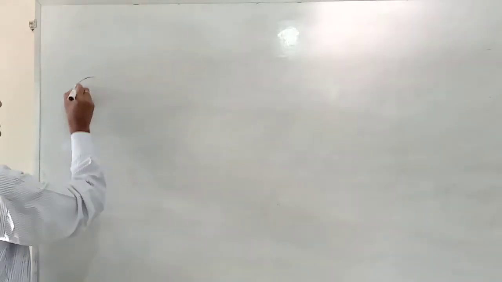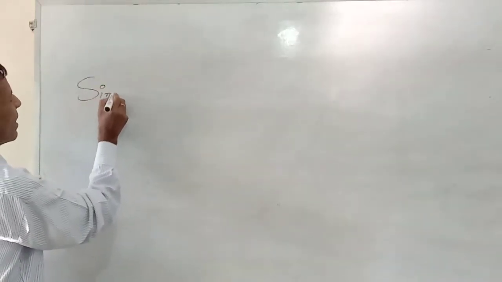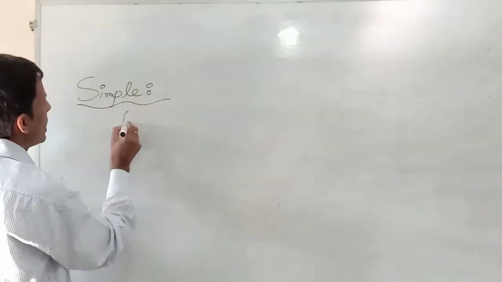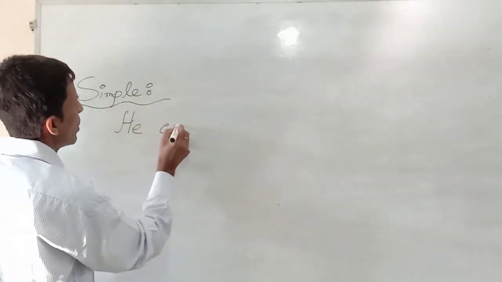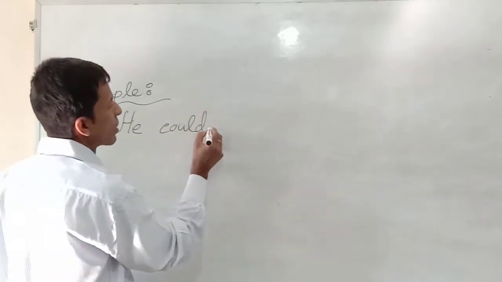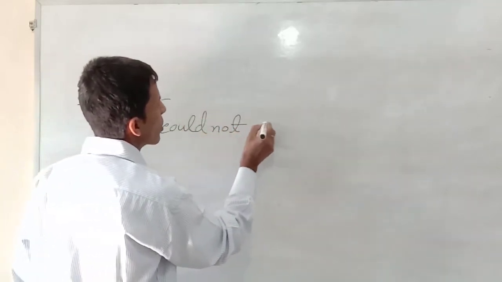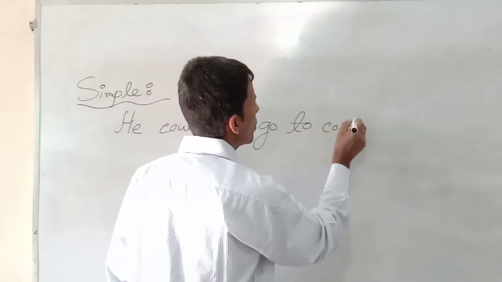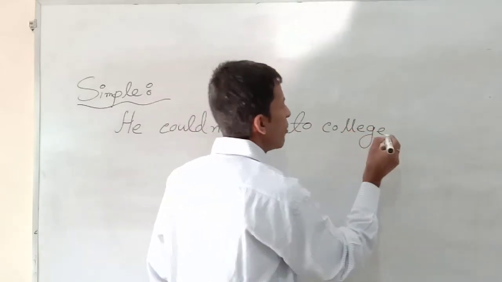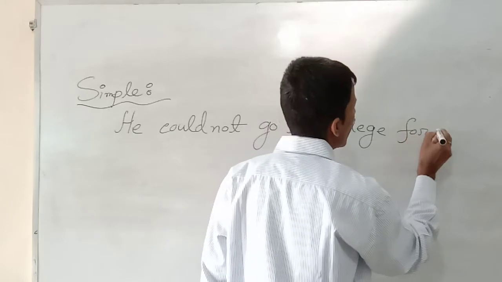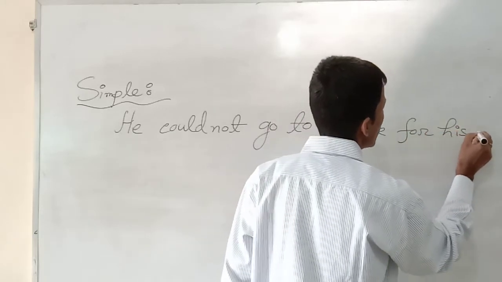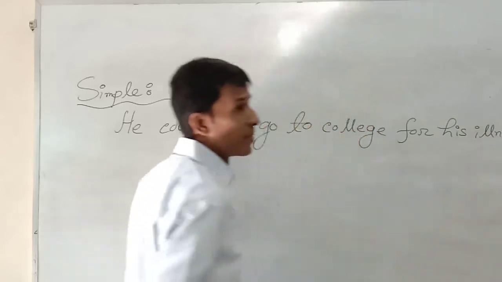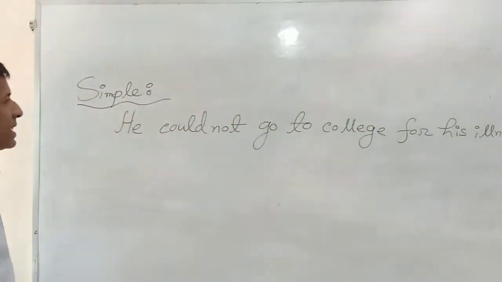The simple sentence can be written in this way. He could not go to college for his illness. This is the example of simple sentence.